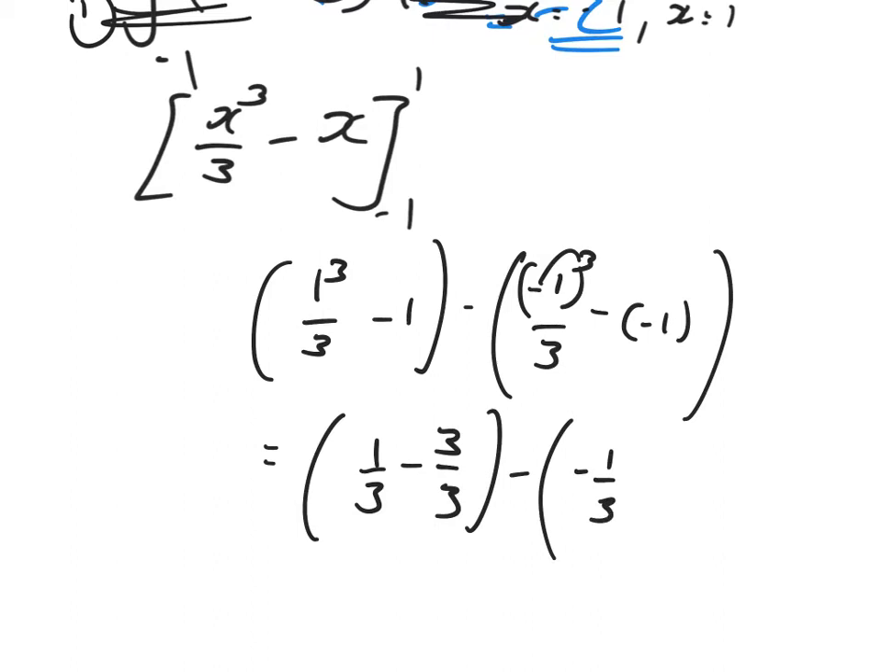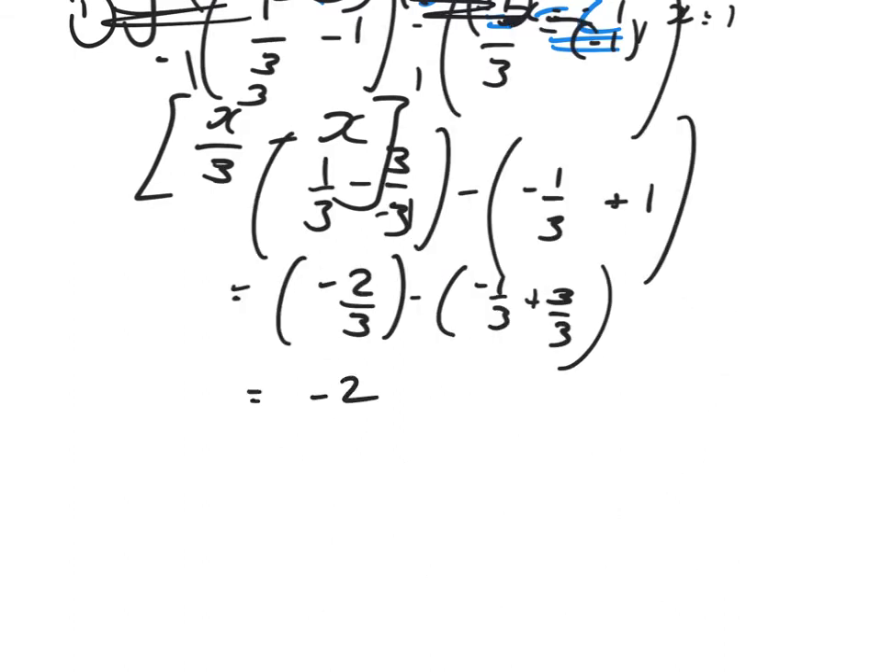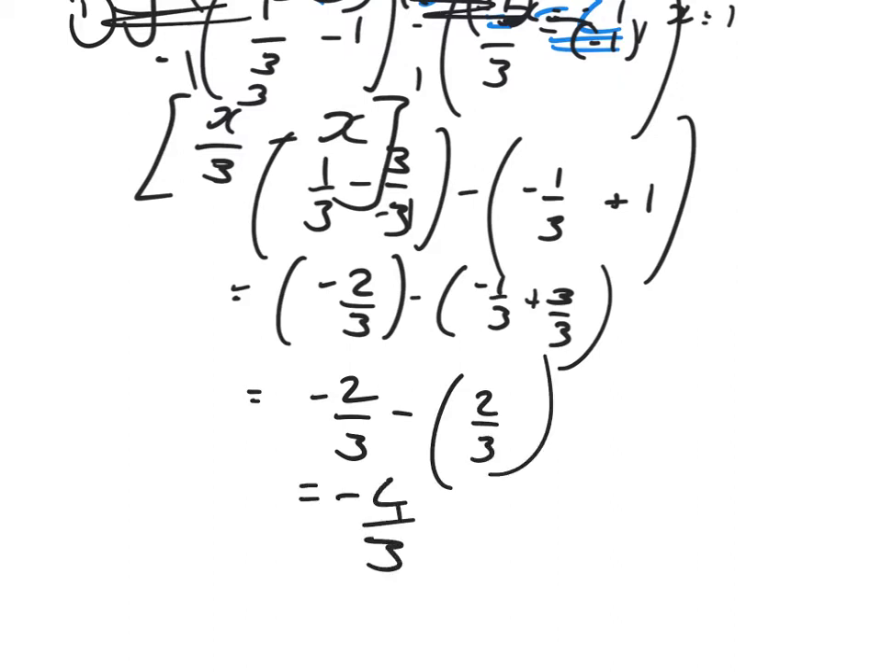So it's minus 1 over 3 minus 1 is plus 1. So minus 2/3 minus 1/3 plus 3/3. Okay, so that is minus 2/3 minus 2/3, which is minus 4/3. So I'm expecting a negative result since it was below the x-axis, but I know to ignore that, and the area is given by 4/3 square units.